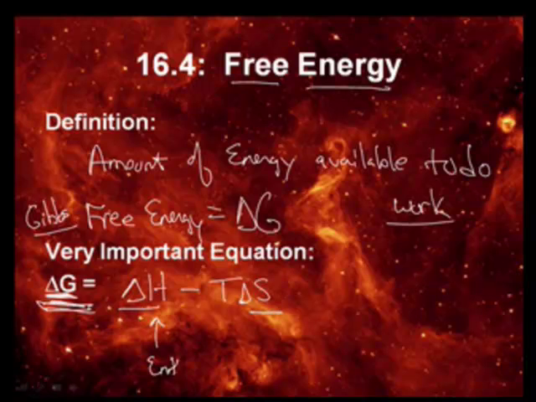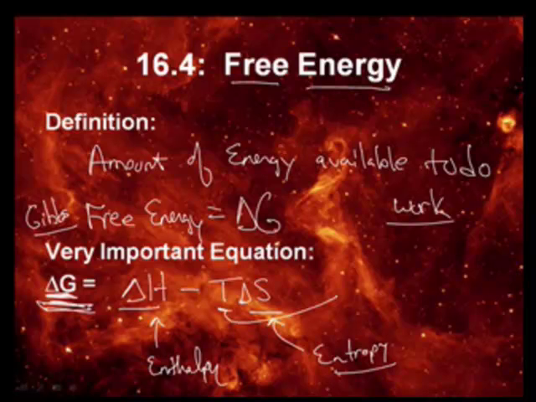Remember, delta H is enthalpy, and delta S is entropy, what we were just talking about a minute ago. And what is T? T, of course, is the Kelvin temperature. It must be Kelvin. If you convert it to Celsius, you're wrong. You must work in kelvins, otherwise you're hosed. And so basically you can calculate delta G based upon the other two.